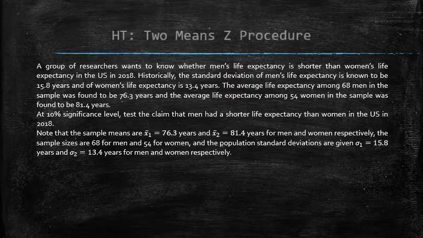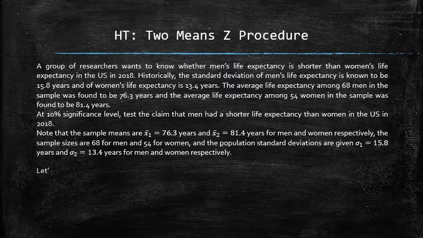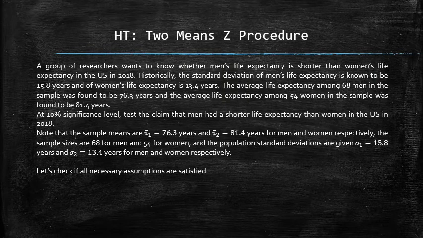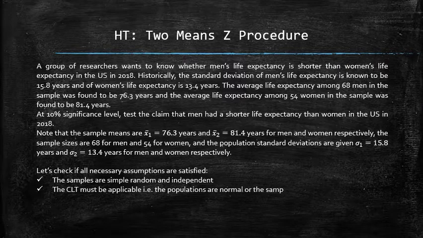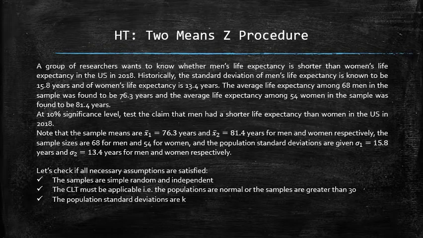Before we begin the two means z procedure, let's check if all necessary assumptions are satisfied. The samples must be assumed simple random and independent. If not, then the results of the test are invalid. The central limit theorem must be applicable. In other words, the populations must be normal or the samples must be greater than 30. The population standard deviations must be given.